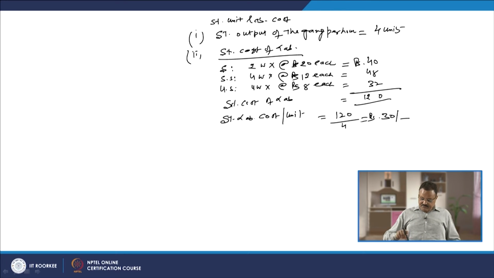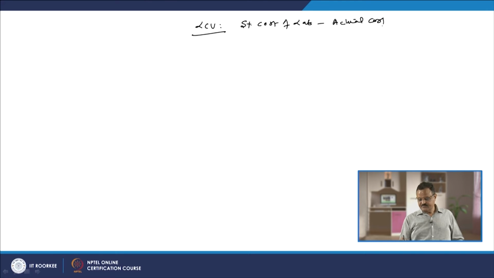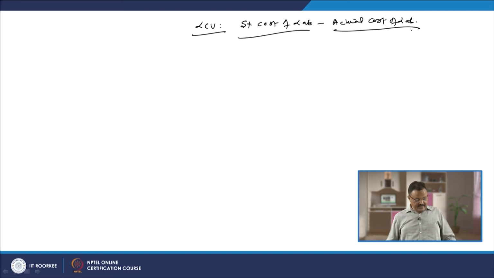Now from this we will go further to calculate the different variances, and the first variance we will be calculating is the labor cost variance. For calculating the labor cost variance, you have to find out the standard cost of labor minus actual cost of labor. In this case we are given the actual cost of the labor. Actual is not a problem for us.